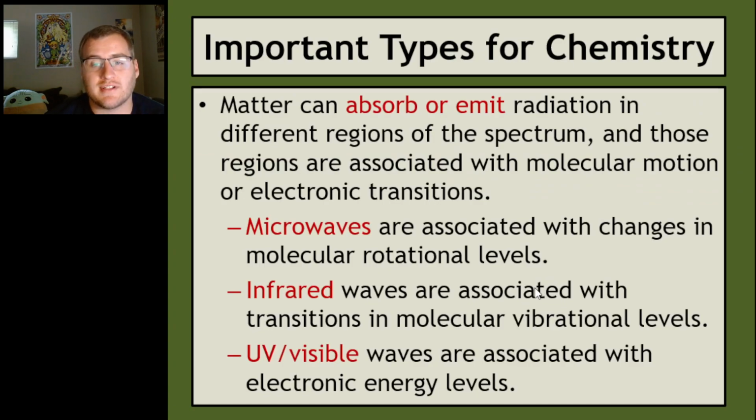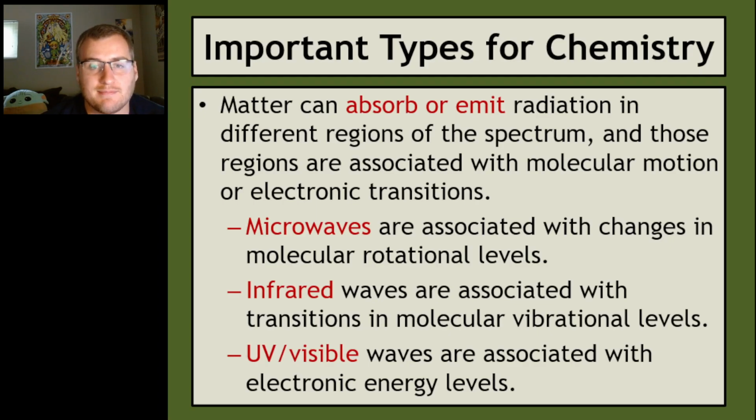A couple of important types. We don't talk about the spectrum a whole lot, honestly. We talk about it very, very briefly in this section. So this slide has a couple things you just have to remember, and it's kind of annoying. Matter can absorb or emit radiation in different regions of the spectrum, and those regions are associated with molecular motion or electronic transitions. So this is what happens to matter if these types of waves hit it.